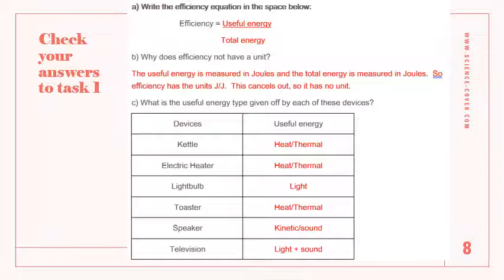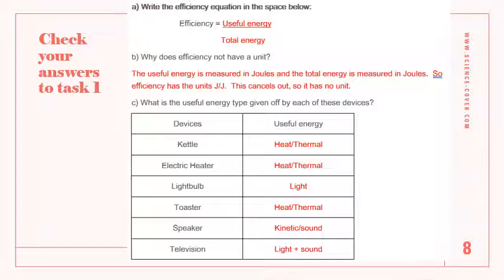Let's check our answers to task 1. Write the efficiency equation. Efficiency is useful energy divided by the total energy. Why does efficiency not have a unit? The useful energy is measured in joules and the total energy is measured in joules. So the efficiency has the unit joule per joule, which cancels out, so it has no unit.